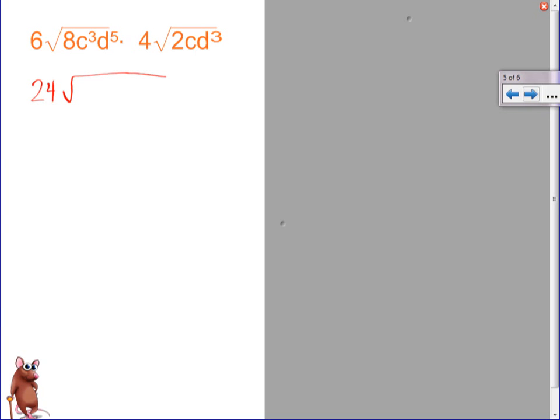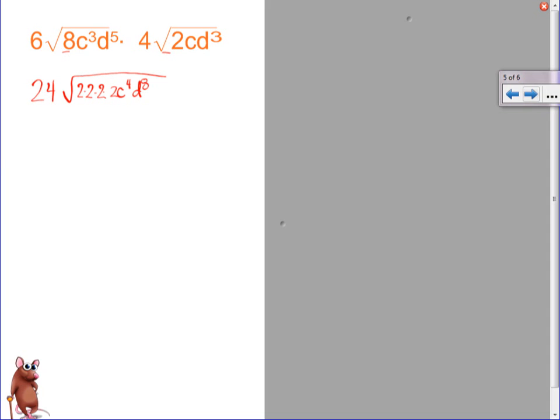So 8 is 2, 2, 2. So instead of writing 8, I'm going to write 2, 2, 2. Then we've got this 2 over here, times 2. And then let's put the c's together. So that's c to the 4th and d to the 8th. Now we can simplify. Now, if we take numbers out, what do we do with the 24? Whatever you take out, you multiply by that number in the front.